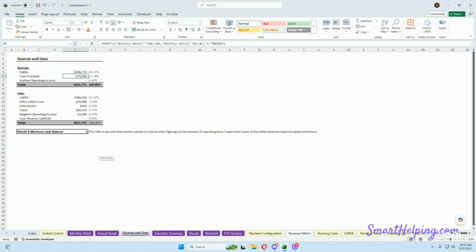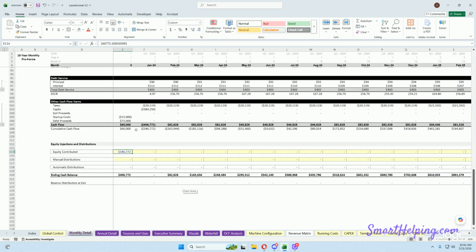Sources and uses, pretty straightforward. We have three sources here of cash, which is your equity investments, loan proceeds, and any positive operating income. And the model looks at when the minimum cash position happens. In this case, it's in month one, and then these are all of the things that are making cash move up and down up until this month number, which could be month 5, 6, what have you. But it's dynamic, so it'll change automatically.